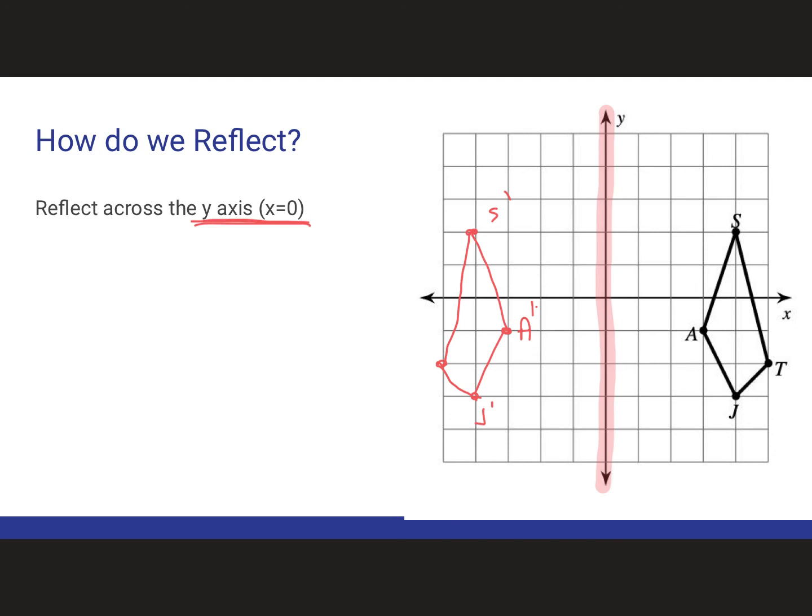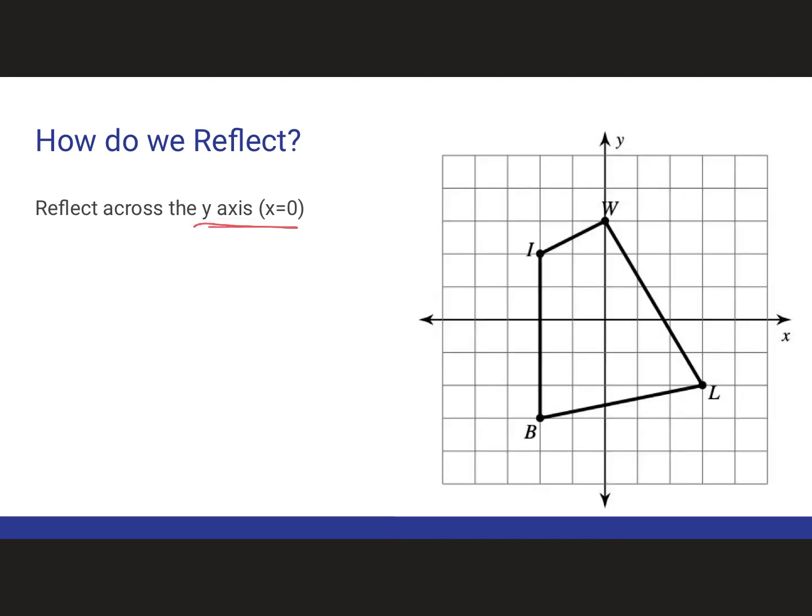One more here. Again, this time reflecting across my y-axis. So this is what happens when I have a figure that goes over. Notice it is on both sides of my line of reflection. It still works the same way. A point that is on the line stays exactly where it is. So this is W prime.